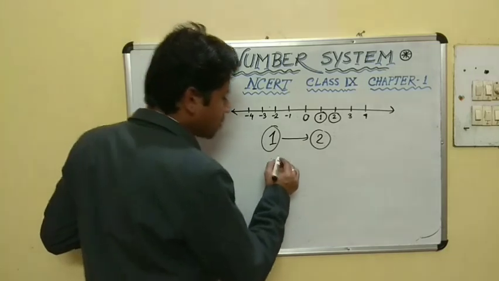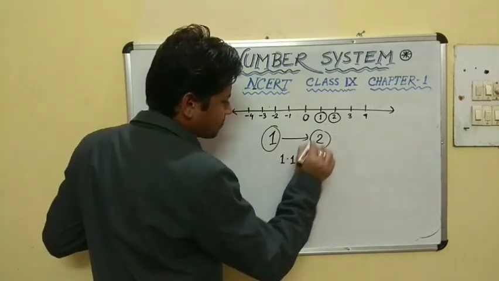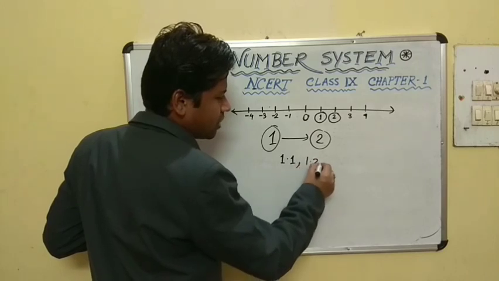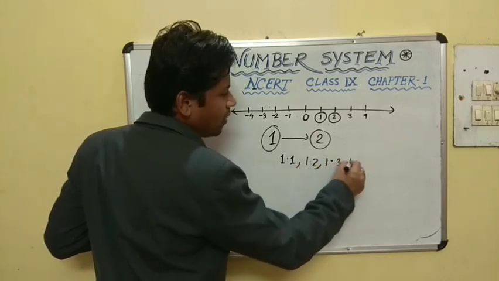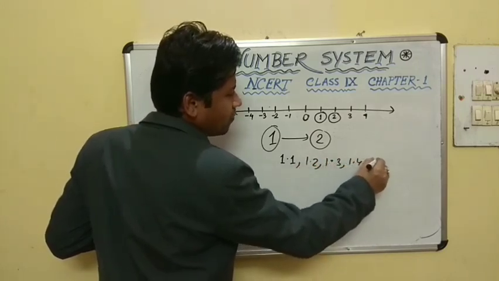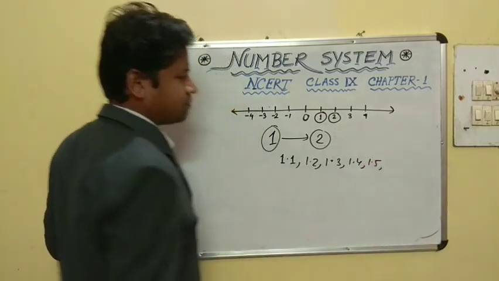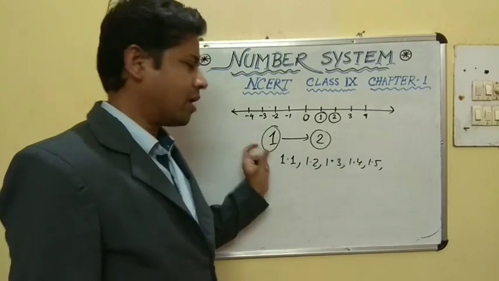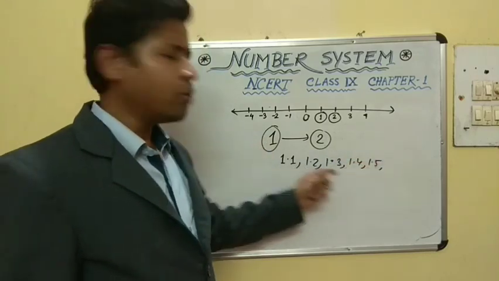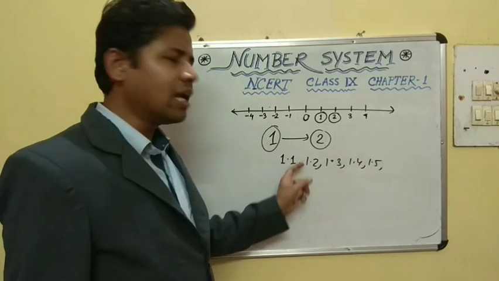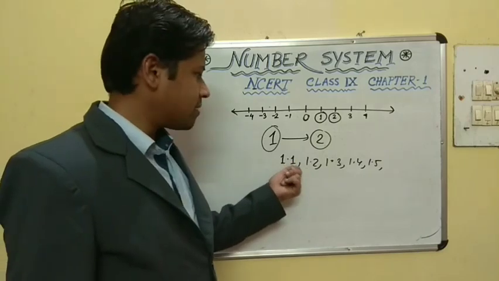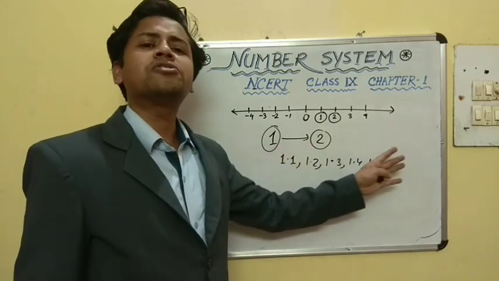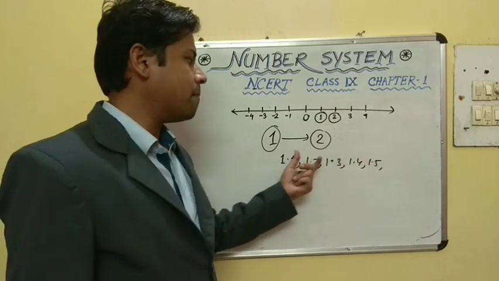How is it possible? We know that 1.1 is greater than 1 but less than 2. Also 1.2, 1.3, 1.4, 1.5 and so on. All are less than 2 but greater than 1. There are so many numbers which are 1 point something, greater than 1 but less than 2. There are infinitely many numbers we can find between them.